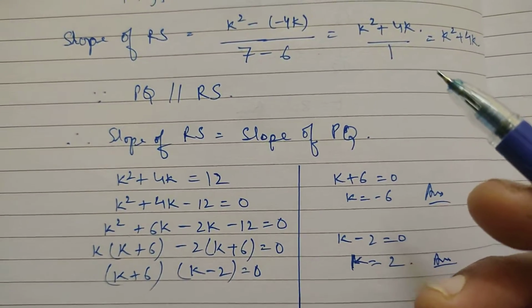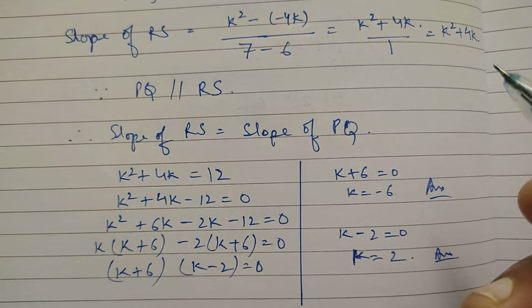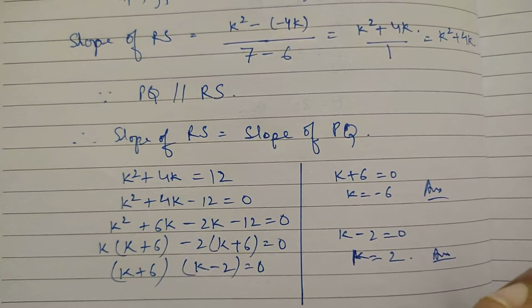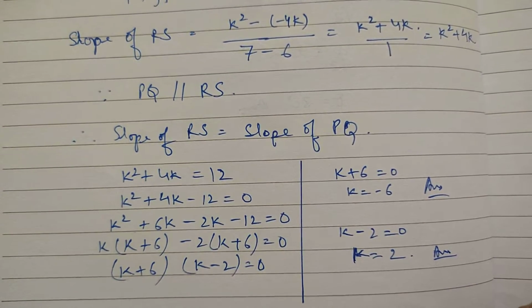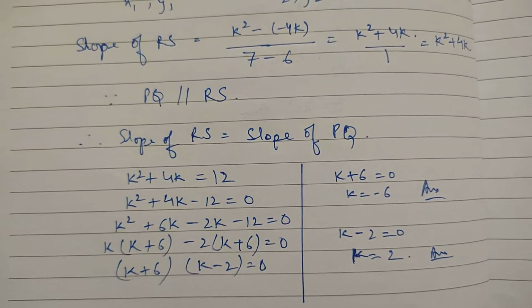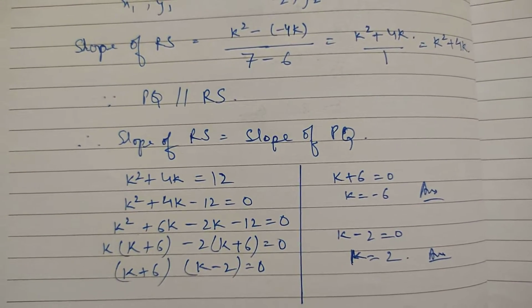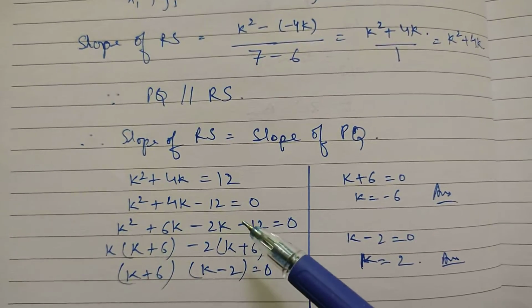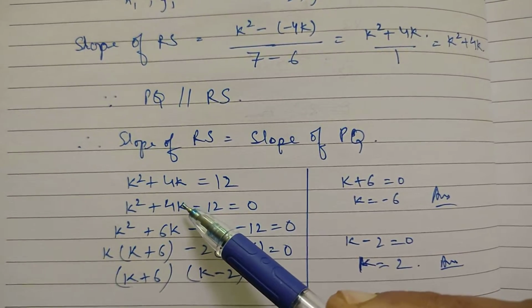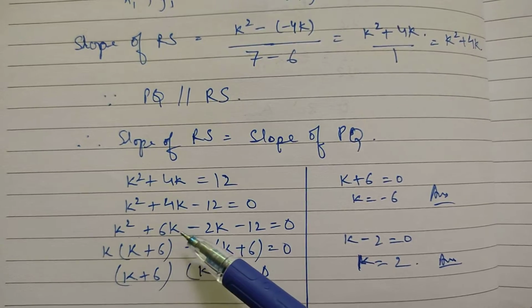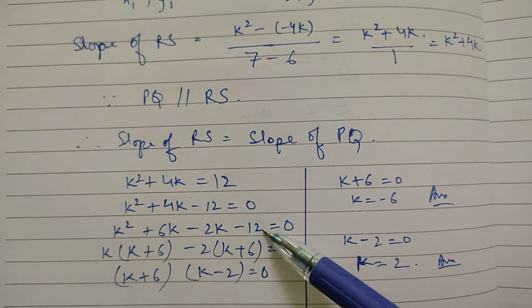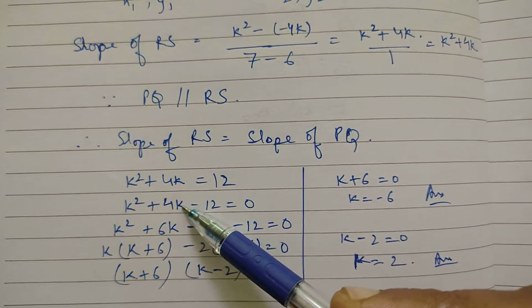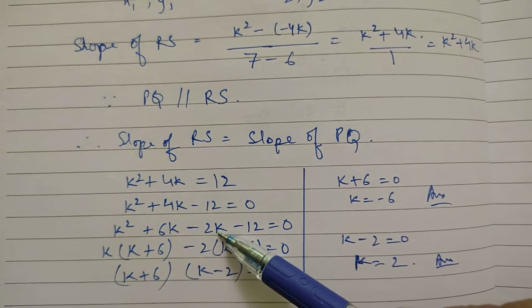Now you know two methods of solving a quadratic equation. One is the Sridharacharya method, or you can say the quadratic equation formula, and the second method is of factorization. So I'll go with factorization, and I'm going to split the middle term, that is k square plus 6k minus 2k minus 12 equal to 0. So 4k is being split into plus 6k minus 2k.